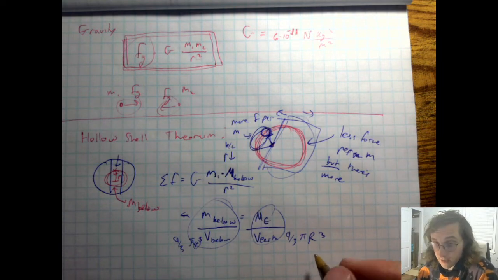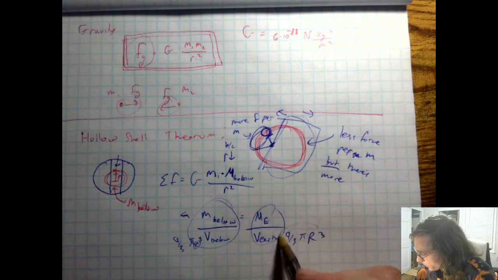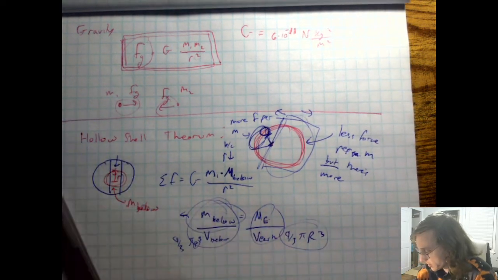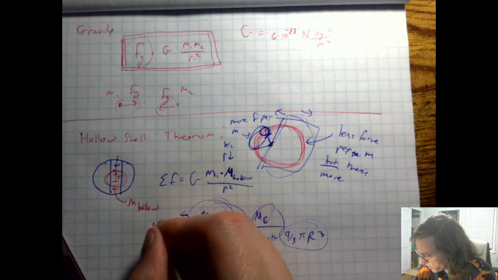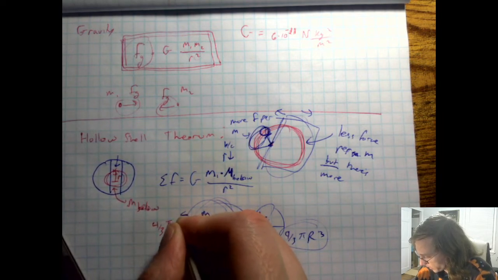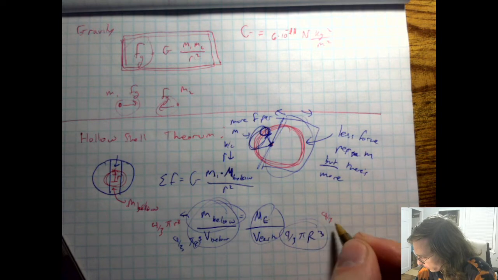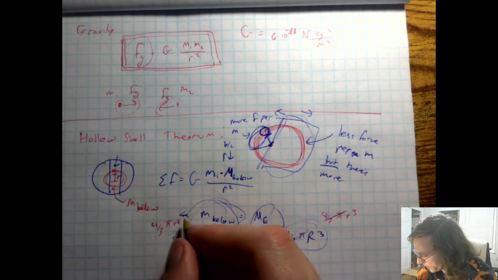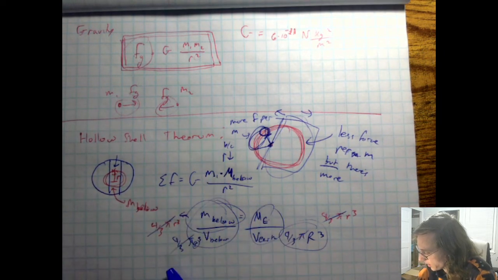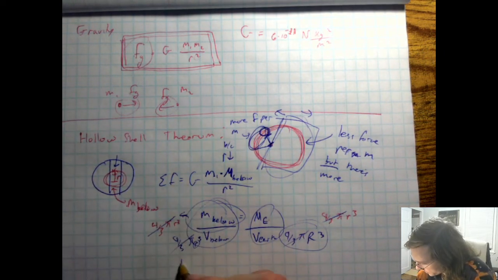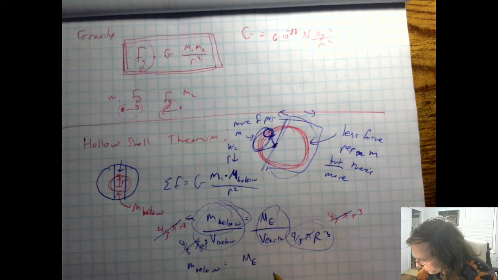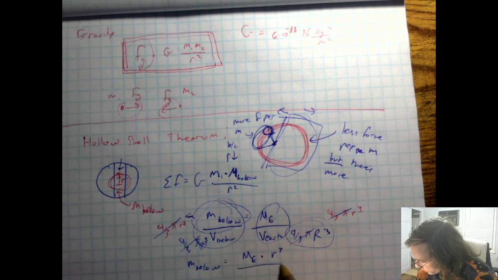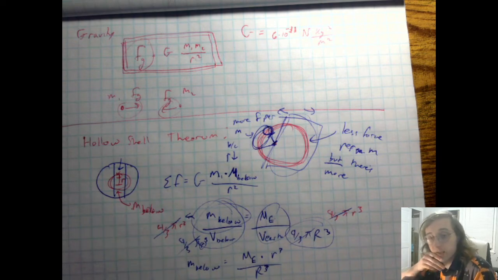So if we take these two things and we set it up so that we can solve for the mass that's below us, we'll be multiplying by 4/3 pi lowercase r to the third. Our 4/3 pi cancel from both sides. And what we're left with is that our mass that's below us will equal the mass of the Earth times the radius cubed, our location cubed, divided by the radius of the Earth cubed.